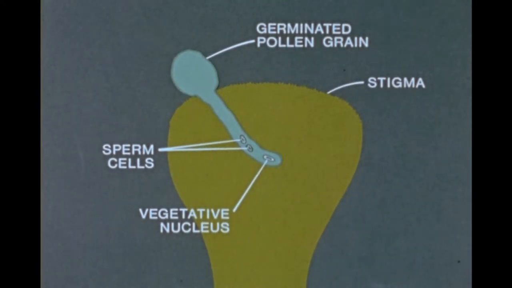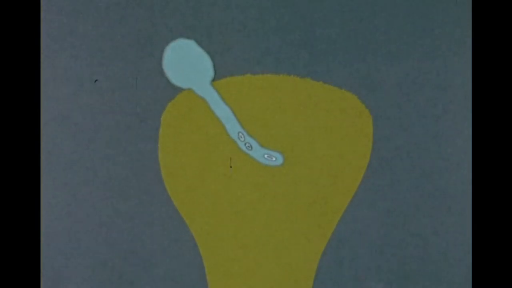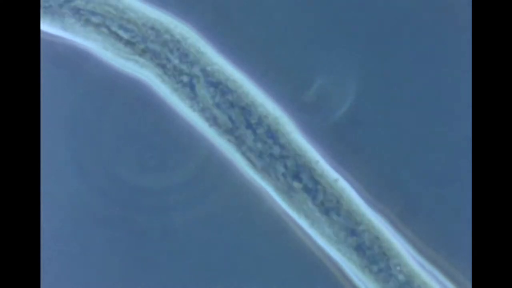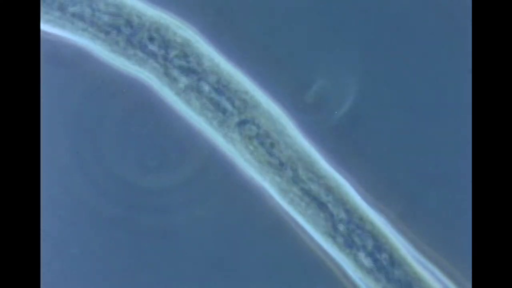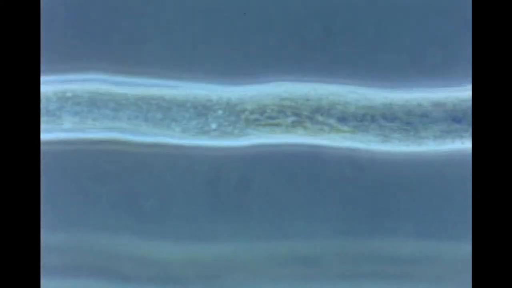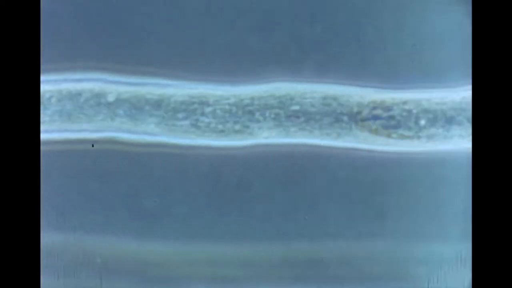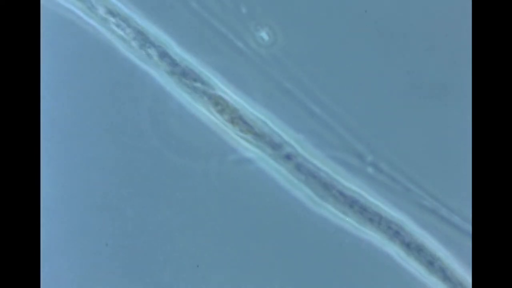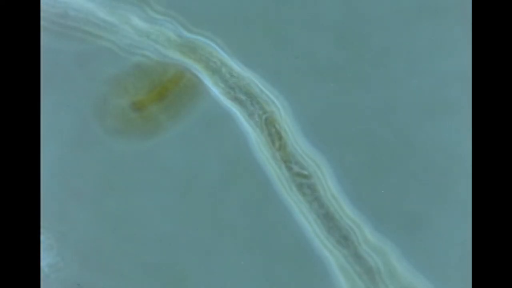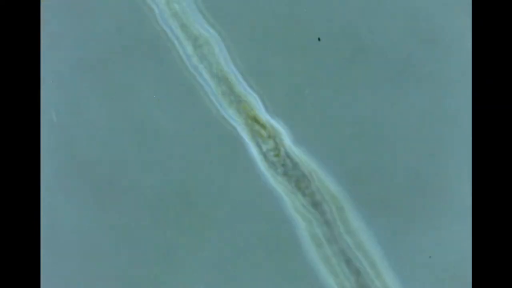Several hours after the start of germination, the generative cell divides, forming two sperm cells. The tube grows very rapidly, at rates greater than 500 microns per hour. Growth of the pollen tube is restricted to a zone of about 5 microns at the tip. The pollen tube, like the root hair, grows only at its tip, unlike most plant cells, which grow over their entire surface. During germination and growth of the pollen tube, the cytoplasm streams very actively.